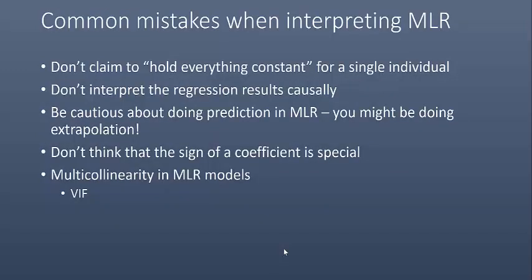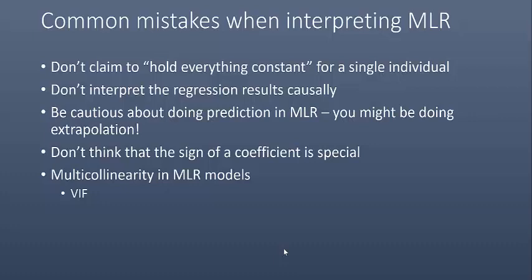Here are some common mistakes when interpreting multiple linear regression models. Don't claim to hold everything constant for a single individual. While this is a mathematically correct interpretation, it rarely can occur in reality. Don't interpret the regression results causally. We need to have random assignment in order to say that the change in X causes the change in Y. Be cautious about doing prediction in multiple linear regression. You might be doing extrapolation.